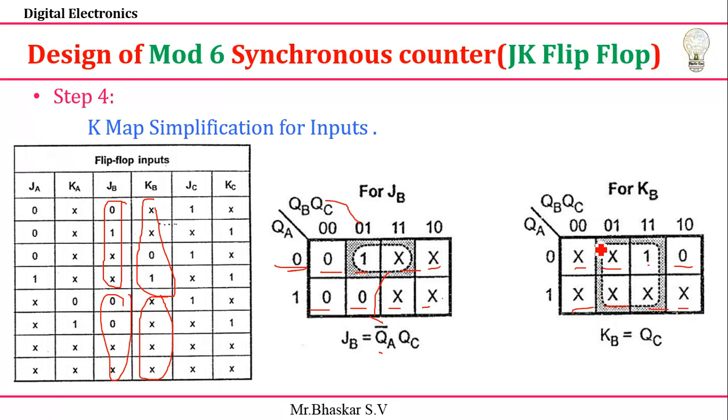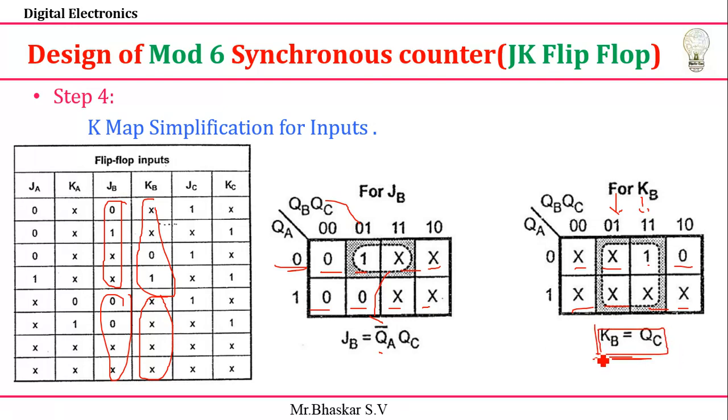Next I'll go for the quad here. If I do the quad, what is the expression you'll get? You can see this column and this column. The common term is QC, and QC is equal to my KB. So this is my KB and JB.